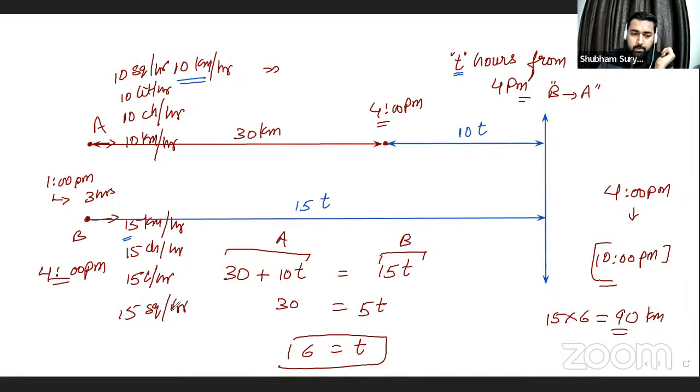Okay, so tell me at what time they would have painted the same amount of wall? So at 10 p.m., how much wall would they have painted? Each one would have painted 90 square feet respectively, guys. Okay, this is how the language is going to change, but the concept remains the same.